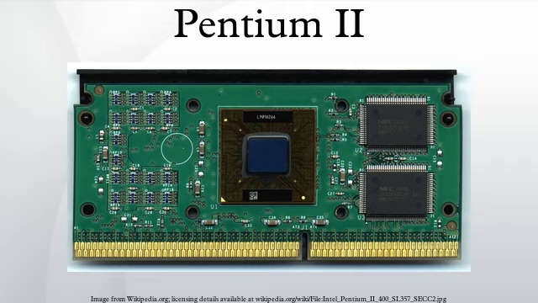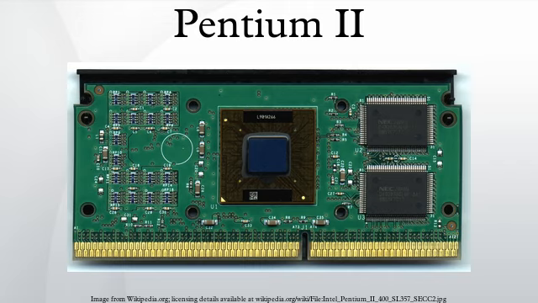Core specifications: desktop. Klamath, L1 cache, 16 plus 16 KB, L2 cache, 512 KB, as external chips on the CPU module clocked at half the CPU frequency. Packaging: Slot 1 module, MMX, front-side bus, 66 MHz, GTL+, VCORE, 2.8 V, process, 0.35 micrometer CMOS, first release, May 7, 1997, clock rate, 233, 266, 300 MHz.